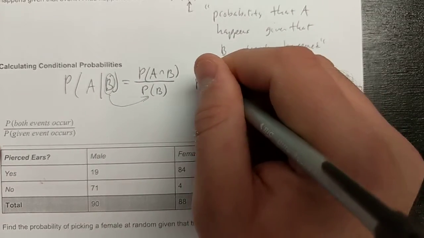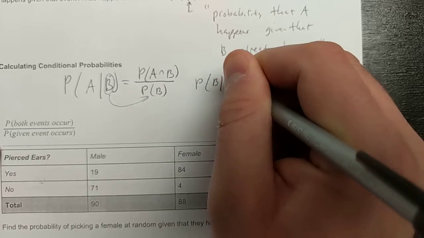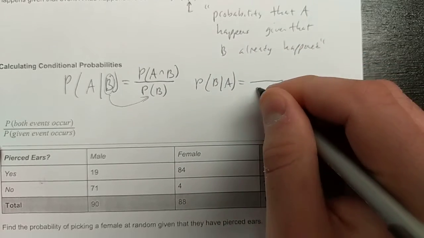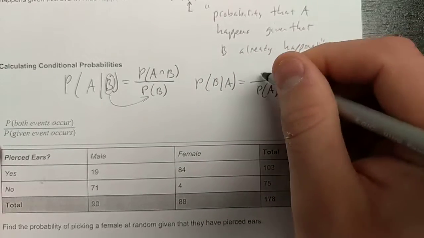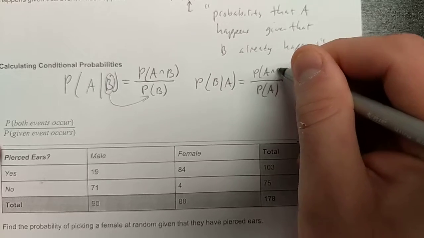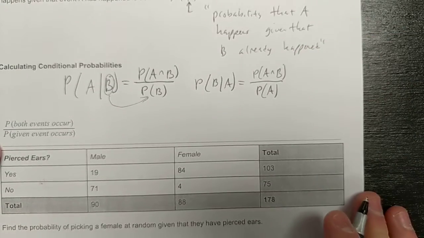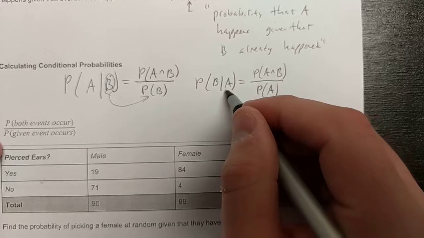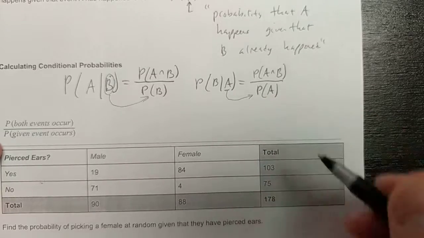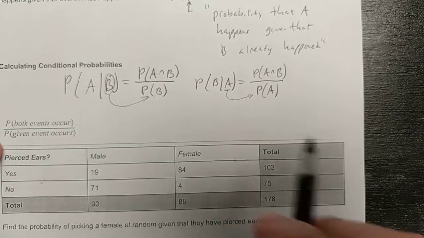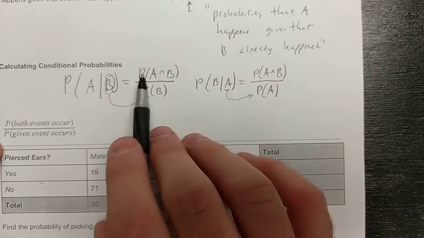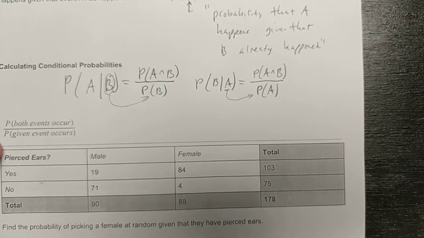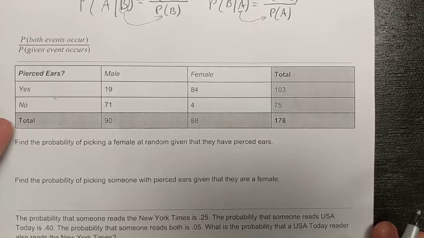If you were to want to write probability of B given that A happens, the only thing that changes here is that the denominator is now probability of A. The numerator is still the probability of both events happening. So whatever the given event or the condition is, that's the probability that goes in the denominator, and then the probability of both, or "and," happening is on top. So let's actually use this on an example.